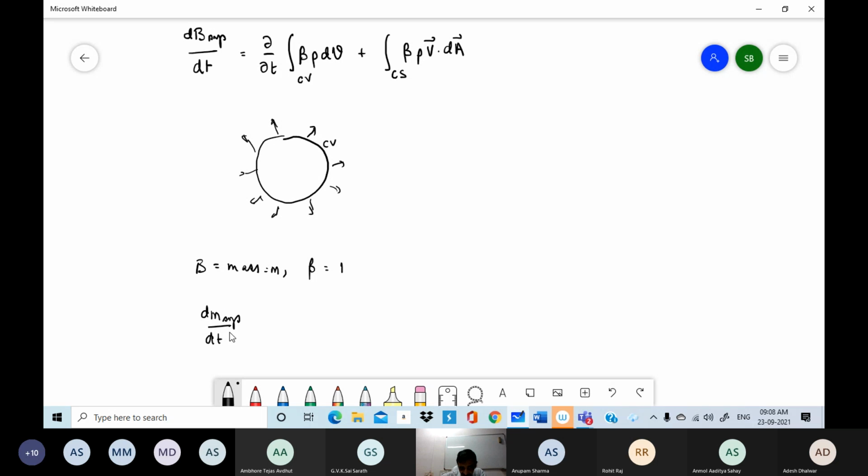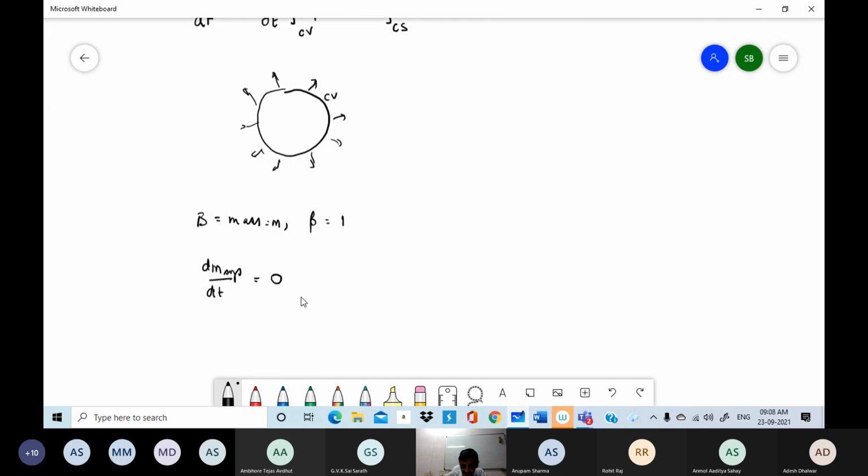So then, ignoring the possibility of conversion of mass to energy, which is negligible usually in mechanical systems, the mass of the system must remain constant. So the rate of change of mass of the system must be 0.